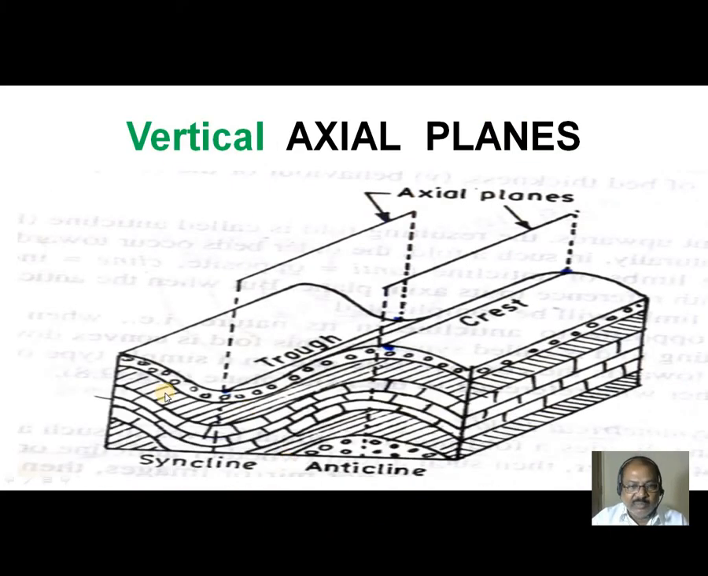See, a beautiful example. This is a syncline and this is an anticline. This is one axial plane, this is another axial plane. Here the axial plane is vertical, and here also it is vertical, dividing the fold into 2 halves. In the syncline, the axial plane passes through the trough. Here the axial plane passes through the crest, that is the anticline. These are various geological formations.